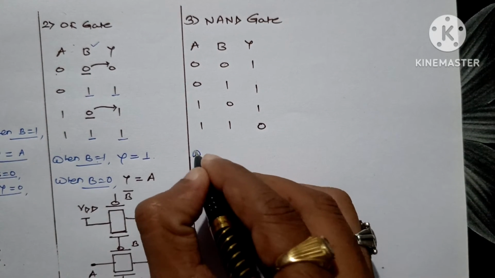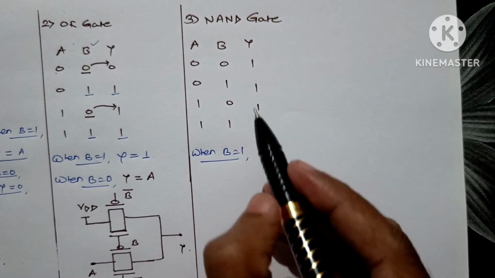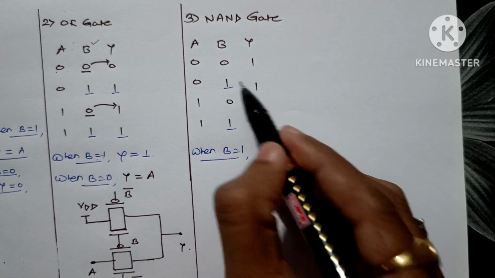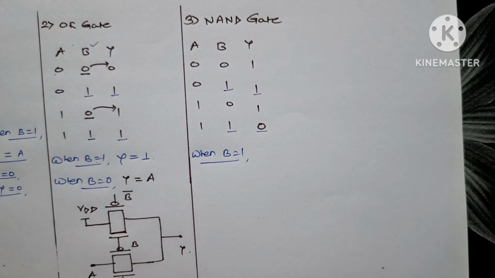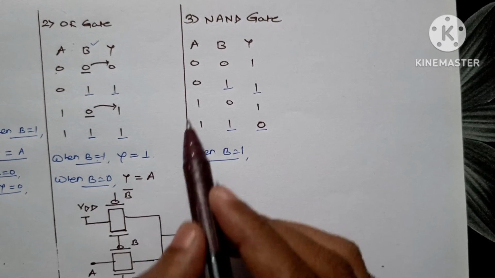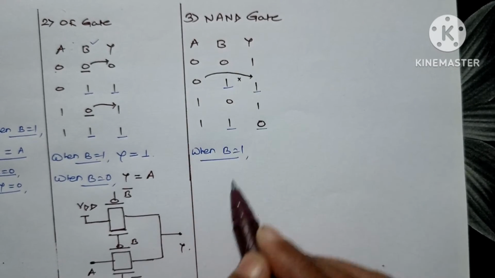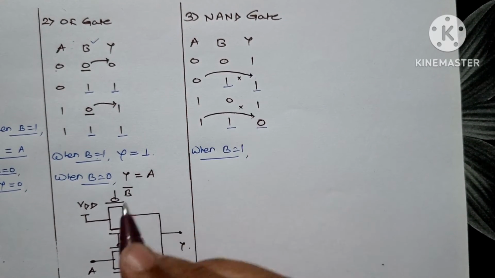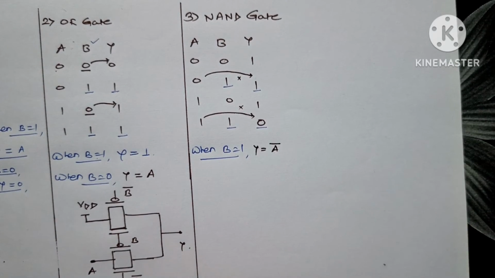First, when control input B is equal to 1, we have two cases, two combinations, this and this one. So if you see when B is equal to 1, your output is 1 when A is 0, and the output is 0 when A is 1. Now is there any relation with A? Yes, for sure. How is it? If this is 0 and this is 1, that means it's the complement, right? This is 1, this is 0, it's the complement. So we can write when B is equal to 1, Y will be equal to A bar.